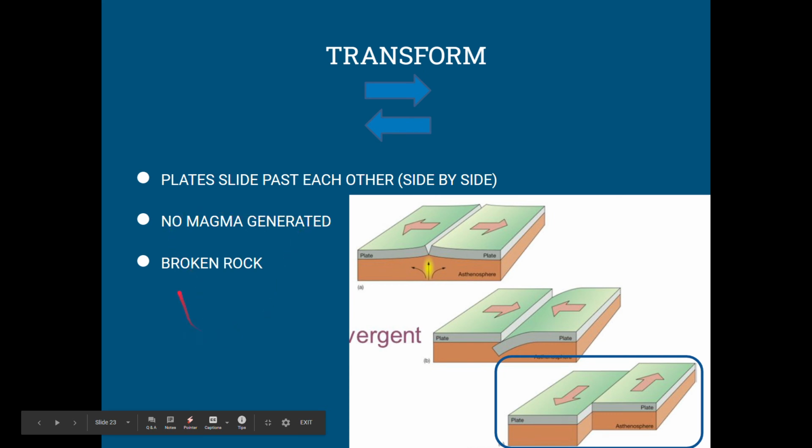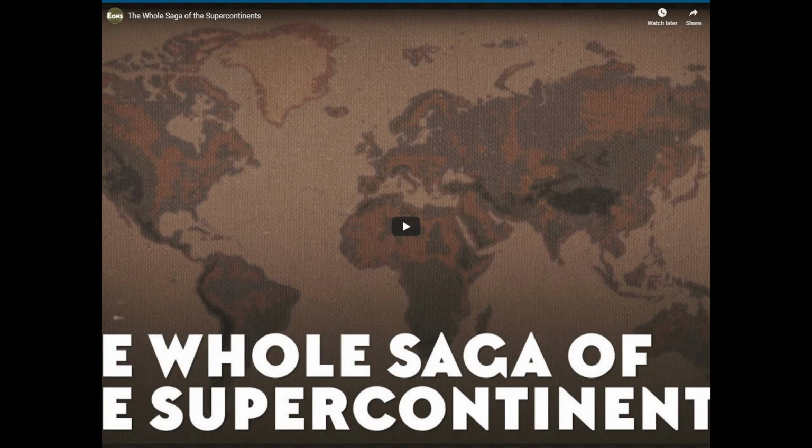No magma is generated, just broken rock, just a bunch of faulting. And you'll see this a lot along divergent boundaries where it kind of exists next to them.